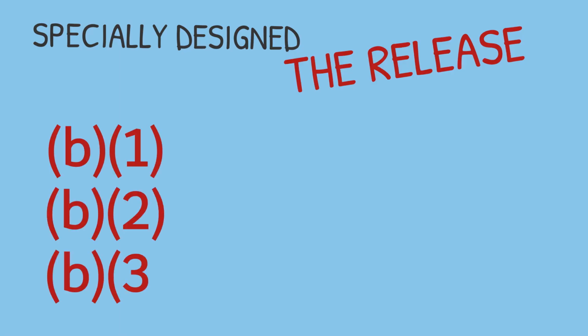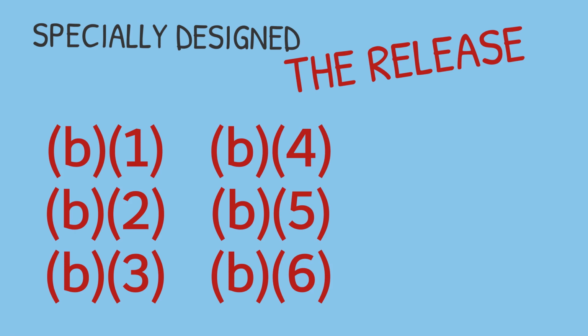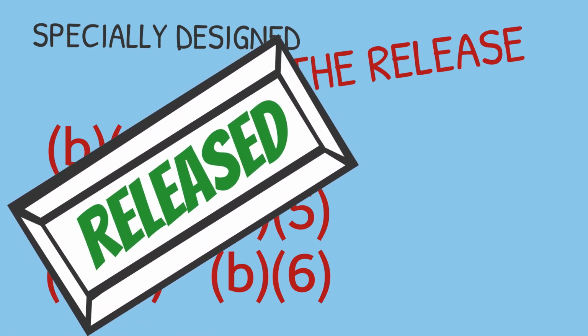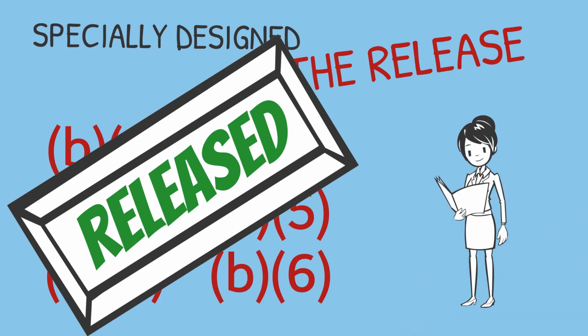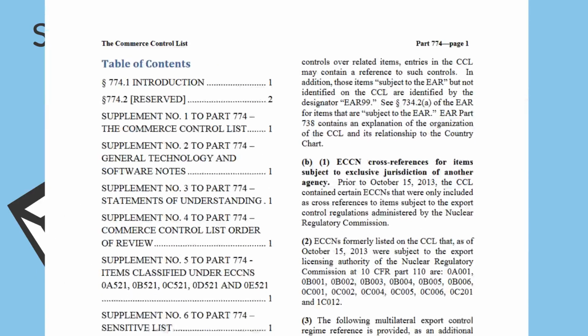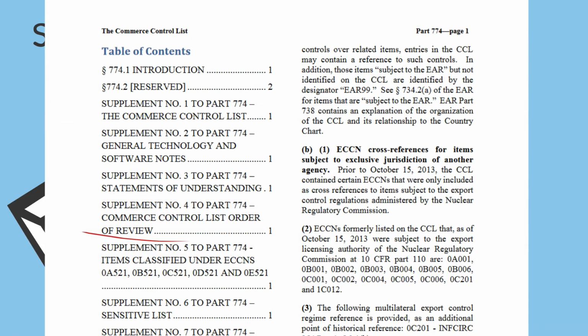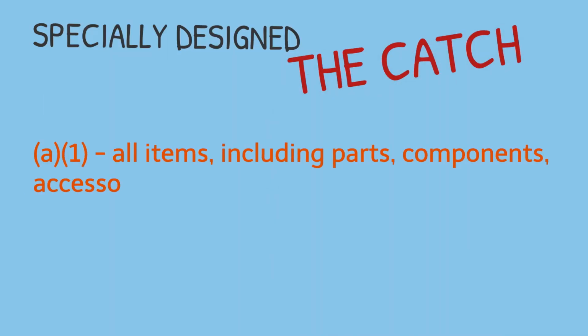If any one of the 6 releases applies to your part, component, accessory, attachment, or software, then it is not caught under the specific ECCN description under review that contains the term specially designed. Continue reviewing the remaining ECCNs applicable to your item based on the order of review in Supplement Number 4 to Part 774 of the EAR. The table of contents of Part 774 of the EAR appears on the screen with Supplement Number 4 circled in red. And that, my friends, is specially designed.